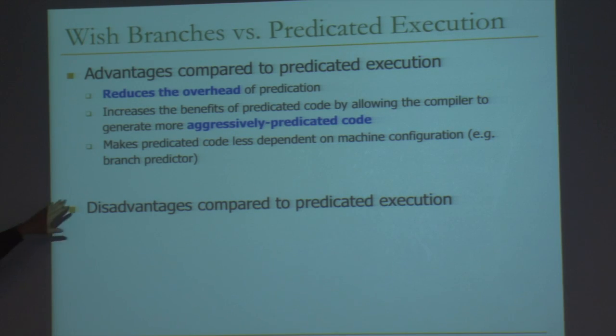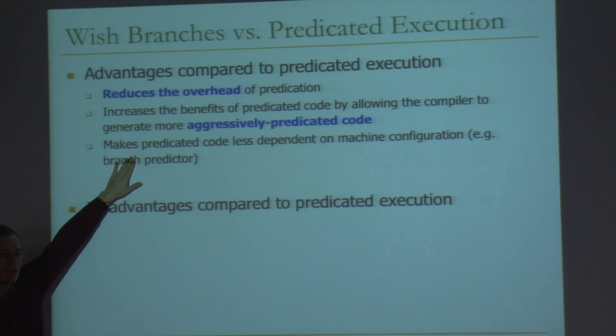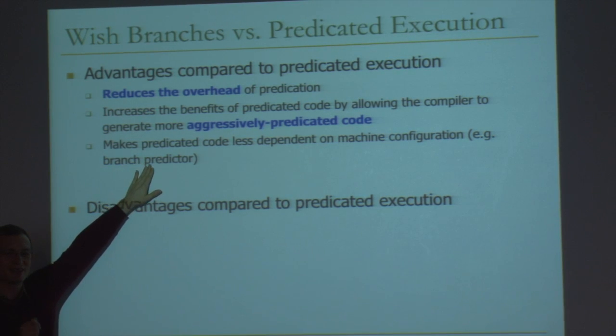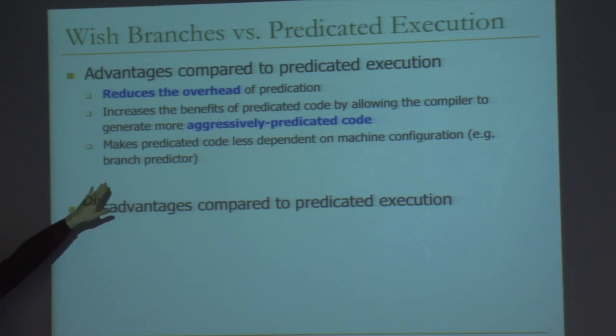Now, the other upside is, because the compiler knows that the hardware can make the right decision, the compiler is a little bit more off the hook, right? The compiler can be much more aggressive. It can say, oh, I'm going to predicate this huge chunk of code, and hopefully the hardware will make the right decision in the branches. Does that make sense?